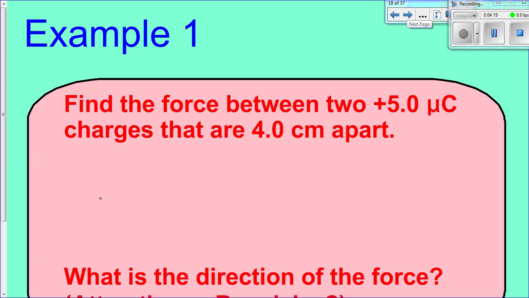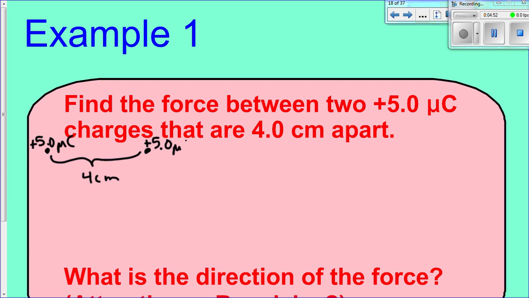All right, example 1. We have two examples in this video. Example 1, find the force between two positive 5.0 microcoulomb charges that are 4 centimeters apart. So first of all, let's draw this. So here's my two charges right there. I am told that they are separated by a distance of 4 centimeters. And each one is positive 5.0 microcoulombs. So there's the first one, and then there is the second one.